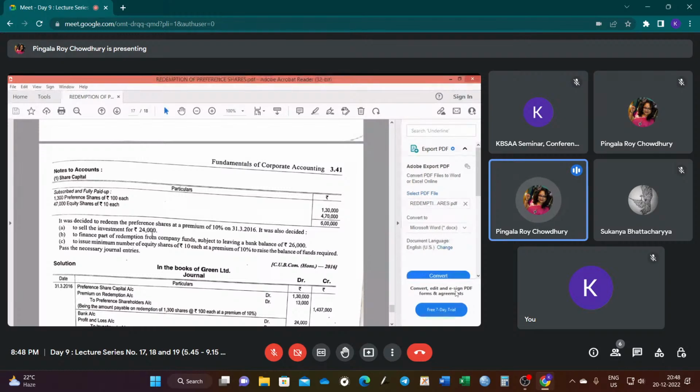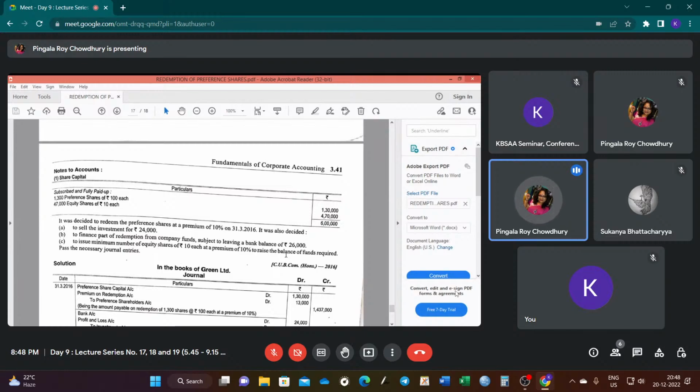It was decided to redeem the preference shares at a premium of 10% on 31st March 2016. It was also decided to sell the investment for rupees 24,000 to finance part of redemption from company funds, subject to leaving a bank balance of rupees 26,000 and to issue minimum number of equity shares of rupees 10 each at a premium of 10% to raise the balance of funds required.